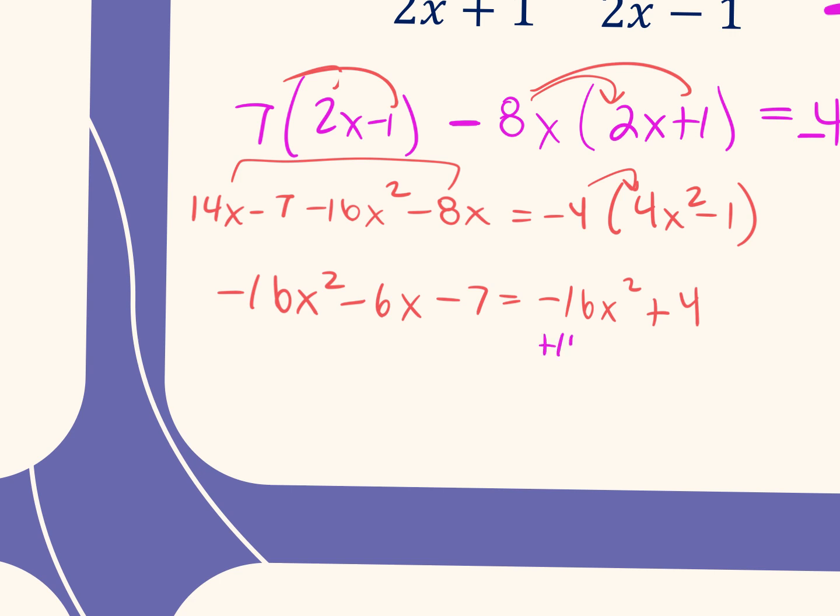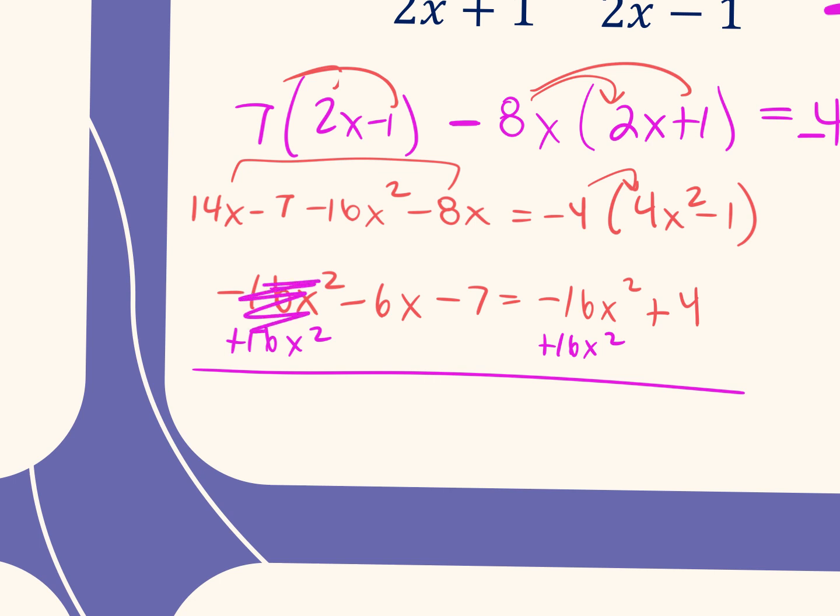So if I add 16x squared here, and I add 16x squared here, what happens? What's a positive and a negative 16x squared? They cancel. So now you don't have to worry about, oh no, do I need to factor anything like that? Your x squared is canceled out. So now it's just x on one side, numbers on the other. Yes? So what can I do here?